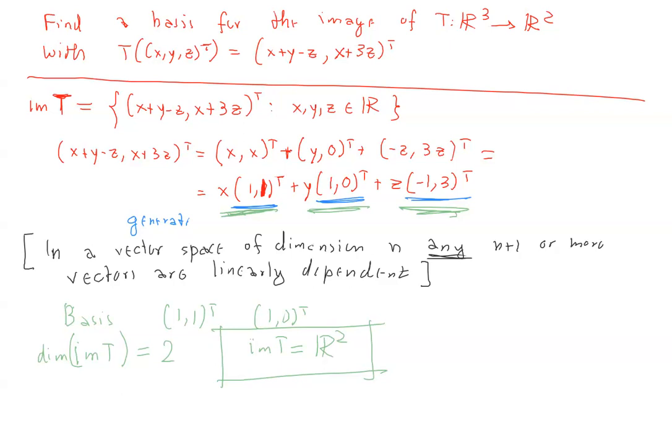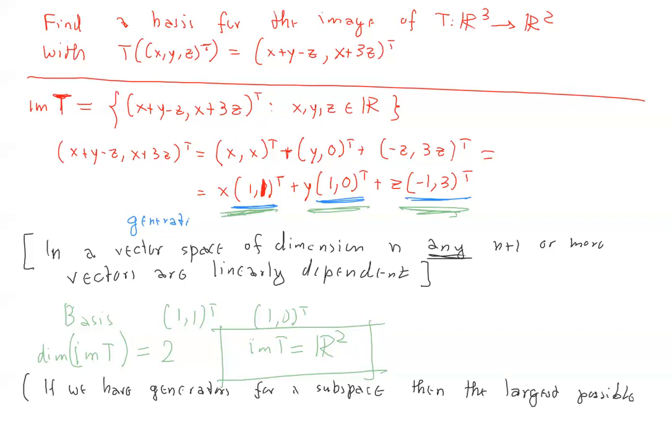But the general remark that applies is the following. If we have generators for a subspace, or a space for that matter, it doesn't matter, then the largest possible number of linearly independent ones will form a basis.